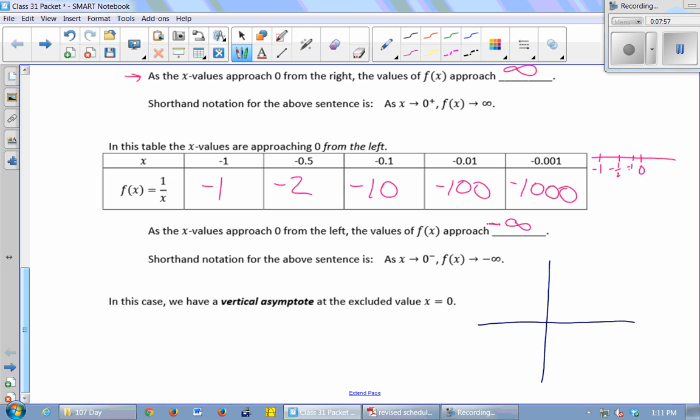So as the x values are approaching 0 from the right side of 0, the closer we get, the bigger the y values get. When we're approaching 0 from the right, the y values go to infinity. And when you approach 0 from the left, so move to the left side of 0, as we head towards 0, the y values approach -infinity.